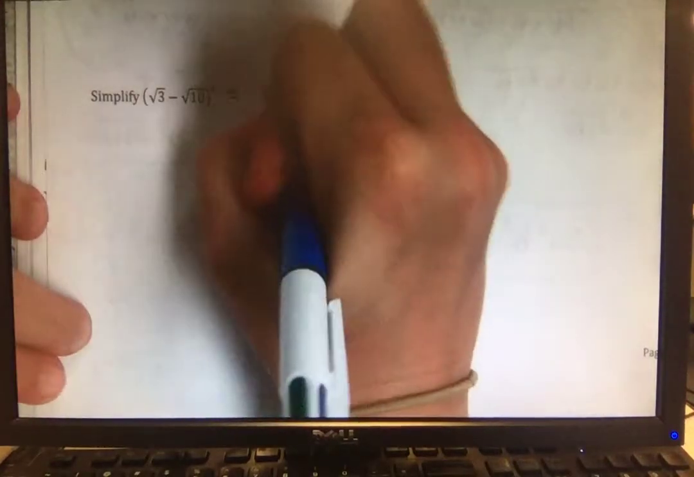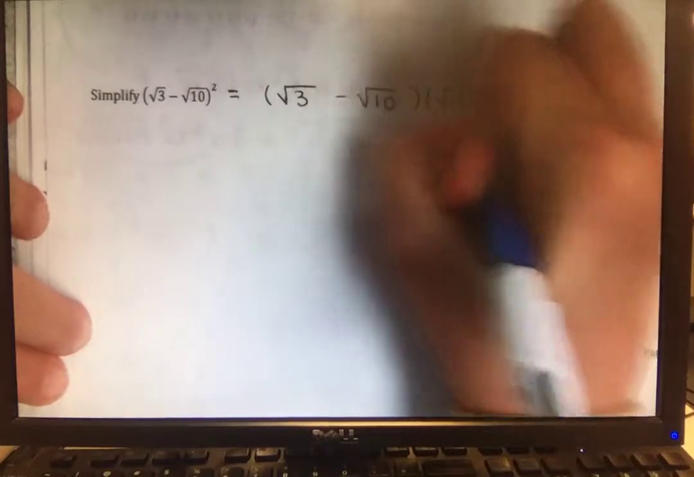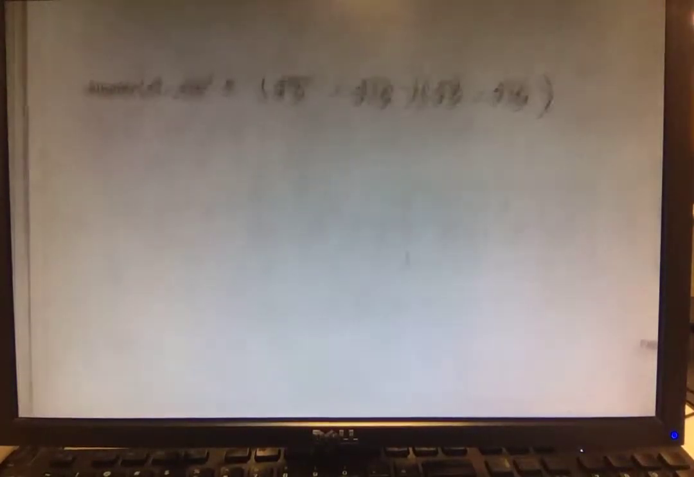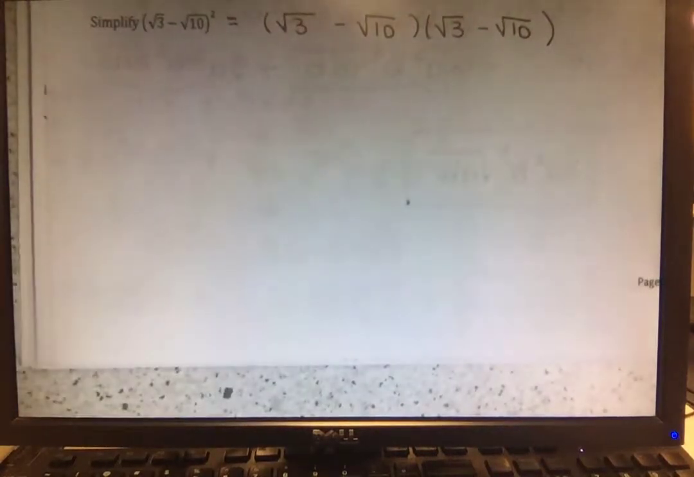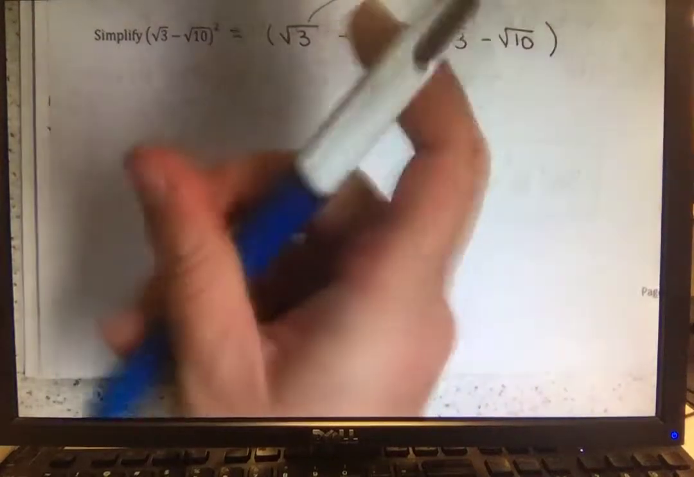Next, I have the square root of 3 minus the square root of 10 squared. So that means I need to write this out twice. So I have the square root of 3 minus the square root of 10 times the square root of 3 minus the square root of 10. Just like the previous problem, we are going to distribute. So you have the square root of 3 times the square root of 3.